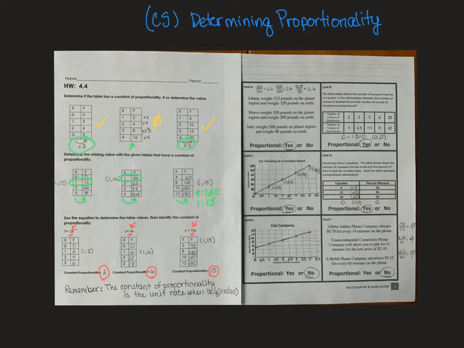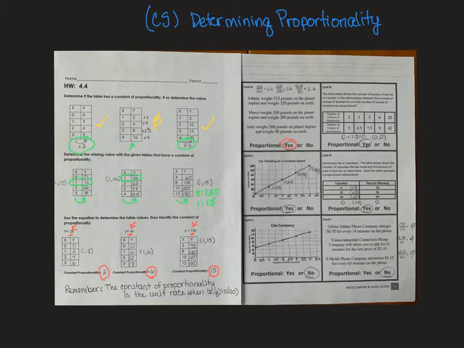And if it is proportional, that means that their weight on another planet, on Jupiter, is proportional to their weight on Earth. And I can find that by finding the decimal equivalent. And the decimal equivalent is, in each case, when I divide them, 2.6. So you'll notice that I have circled, yes, it is proportional, because in each case, I'm multiplying the pounds on Earth by 2.6 to get the pounds on Jupiter.